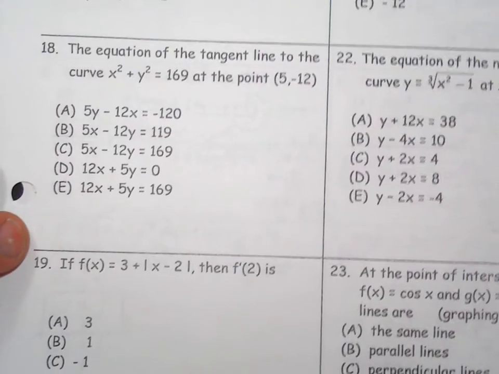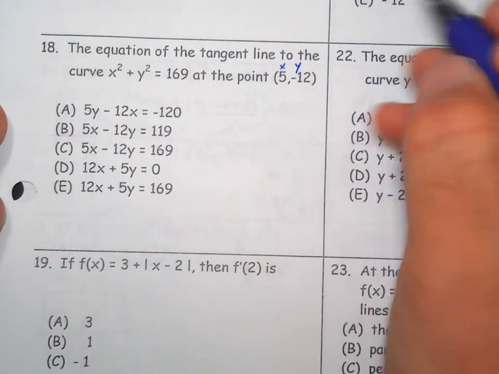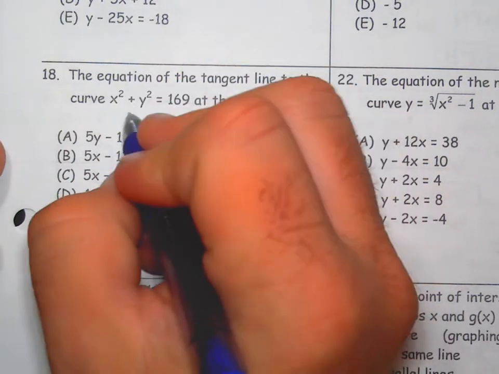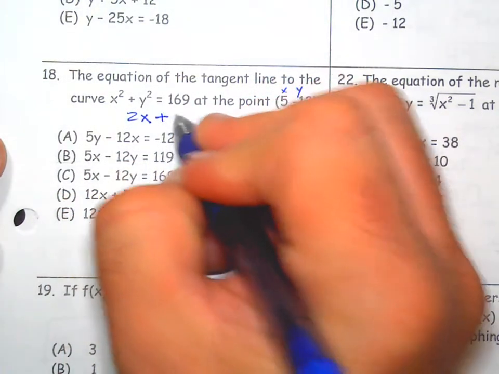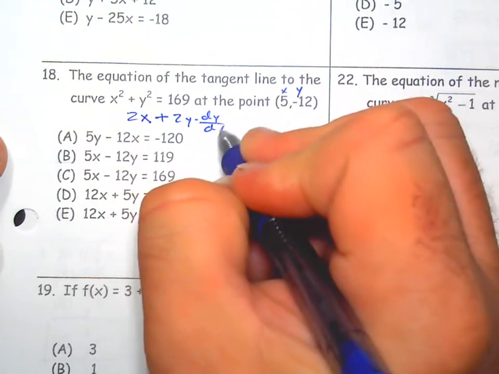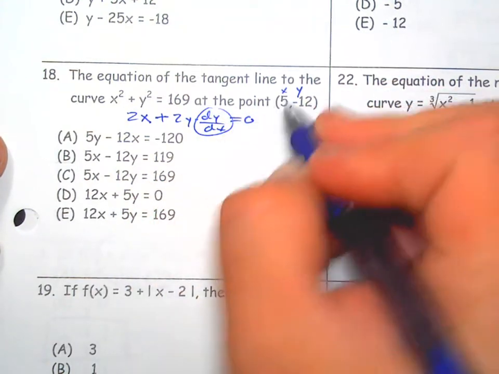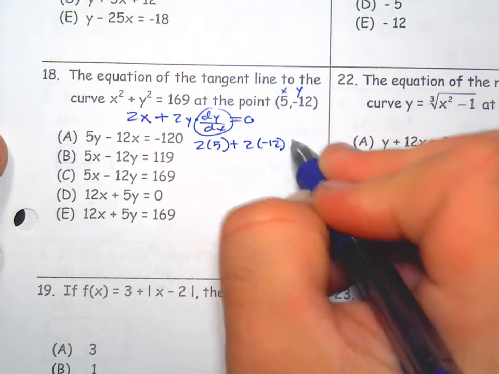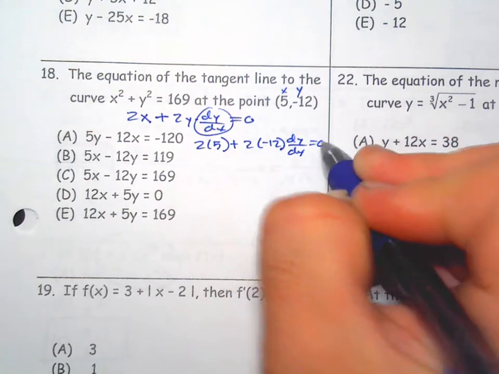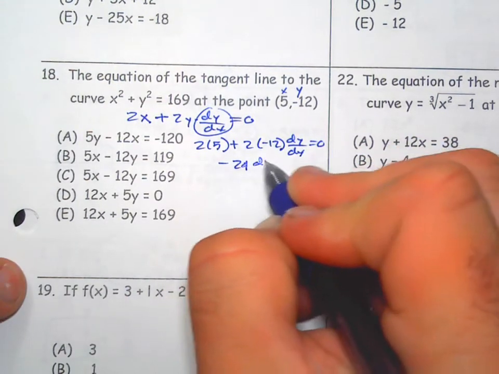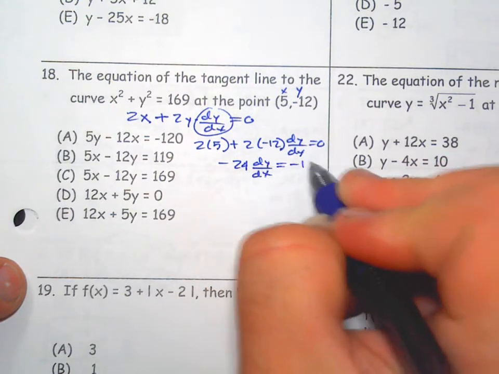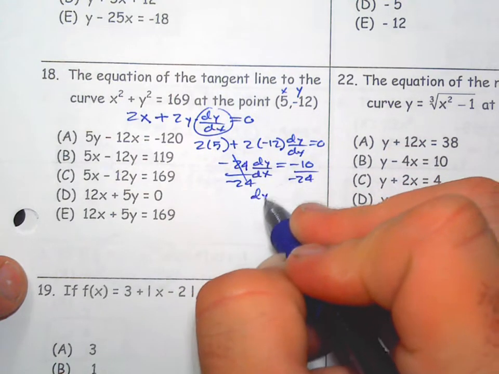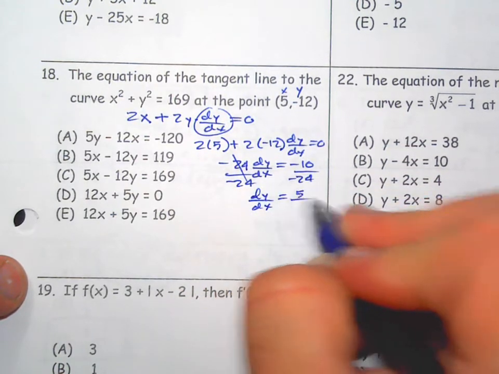Okay, 18, another equation of tangent line. You have the xy pair. I would probably just do implicit on this one. I feel like that's going to be the quickest. It's a circle, but 2x plus 2y dy dx equals 0. This is what I want, but let's just plug numbers in now. 5 for x, negative 12 for y. And so it's going to be negative 24 dy dx equals negative 10 divided by negative 24. So dy dx equals 5/12.